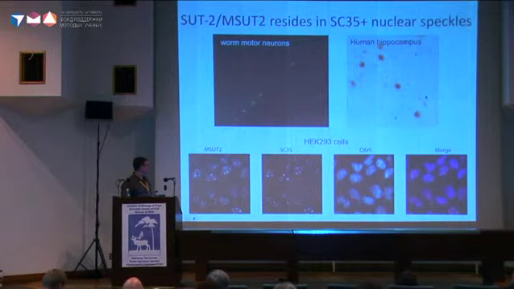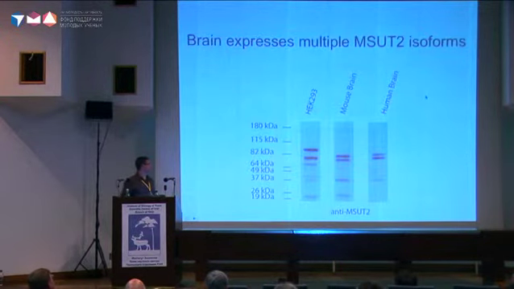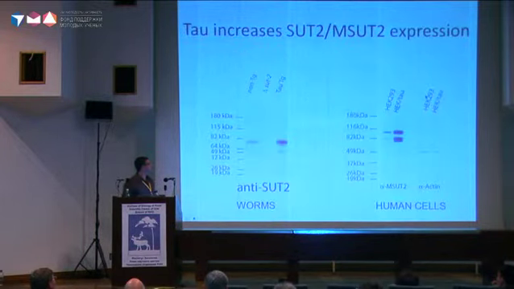So we went to a human cell culture model and did some immunostaining colocalization studies with different things that light up nuclear speckles. And one of them, SC35, which is a splicing factor, seemed to co-localize pretty much completely with MSUT2. So MSUT2 appears to be localized in the nucleus to nuclear speckles. So we looked in the brain and in mouse and human and HEK293 cells. There's a variety of SUT2 isoforms matching the predicted messenger RNAs that are produced.